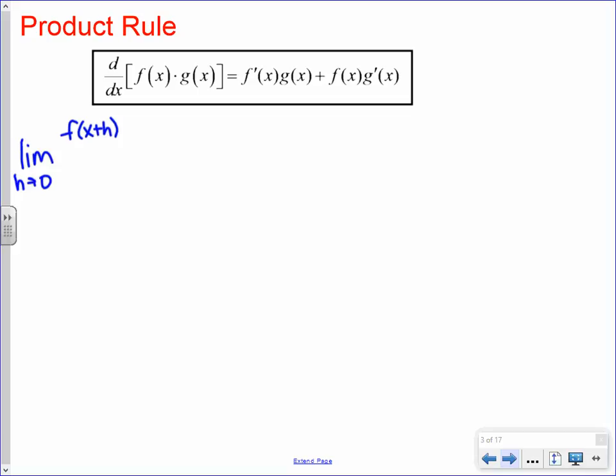Okay? So if we want to take the derivative of f times g, then we have to take the limit as h approaches 0 of f of x plus h times g of x plus h minus f of x g of x, all over h. That means we are finding the derivative. Do you agree? Okay. Now, I'm going to do a trick here where I am going to add 0. Does adding 0 change our value? No, it does not.